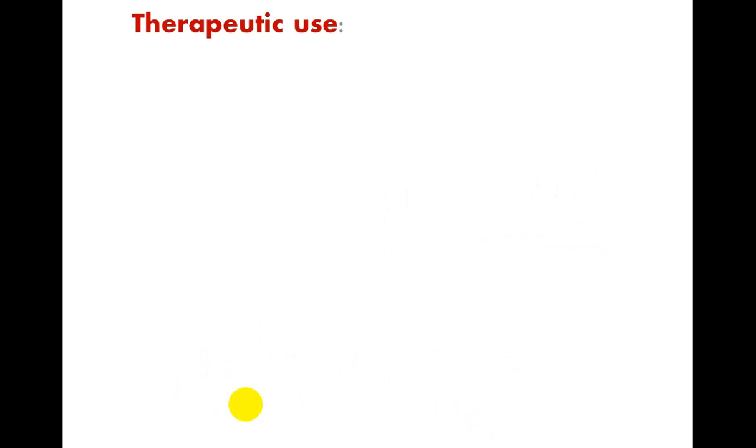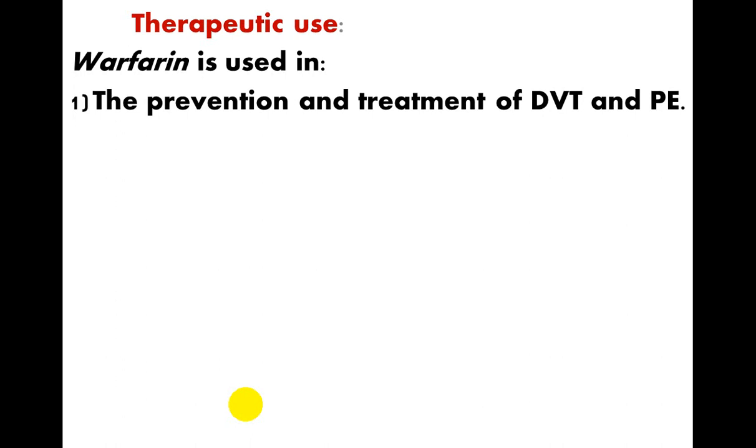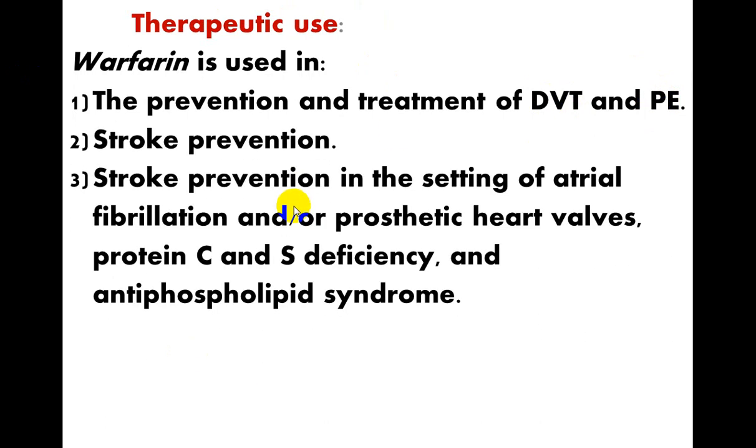What about the uses of warfarin? Warfarin is used for the prevention and treatment of deep venous thrombosis and pulmonary embolism. Second, stroke prevention. Third, stroke prevention in the setting of atrial fibrillation and or prosthetic heart valve, protein C and S deficiency, and in cases of antiphospholipid syndrome. As you know, or in the future we'll know, strokes can be caused by atrial fibrillation. Atrial fibrillation is the main cause of strokes, alone or with a prosthetic heart valve.